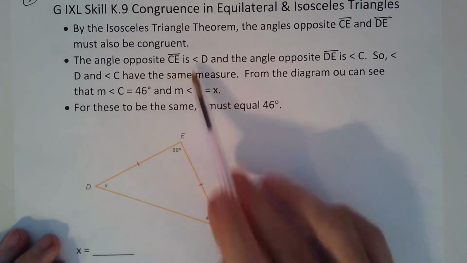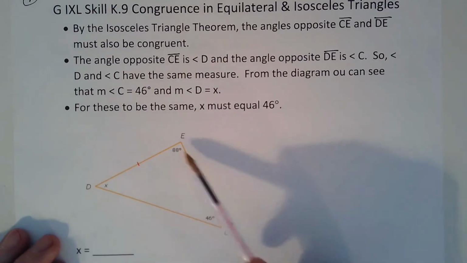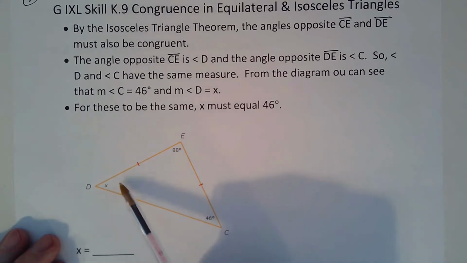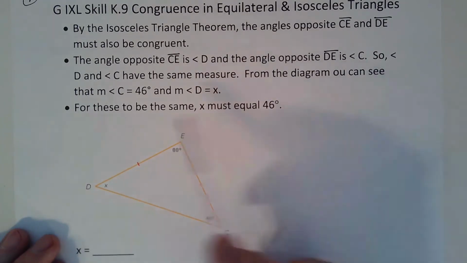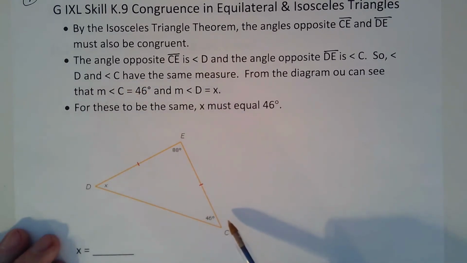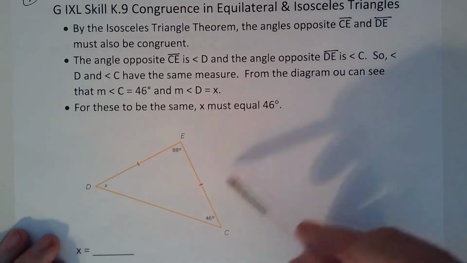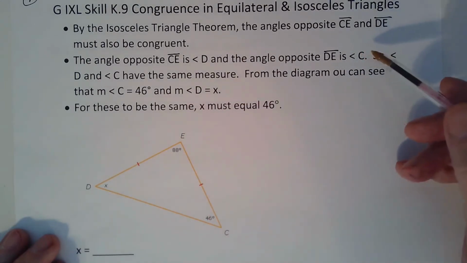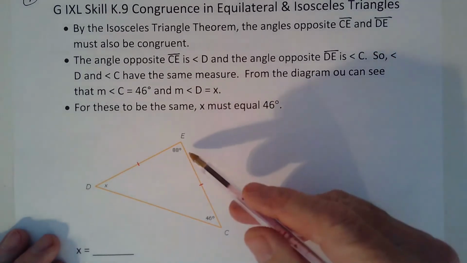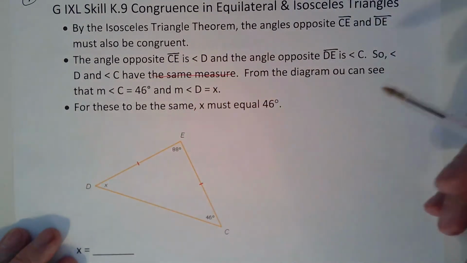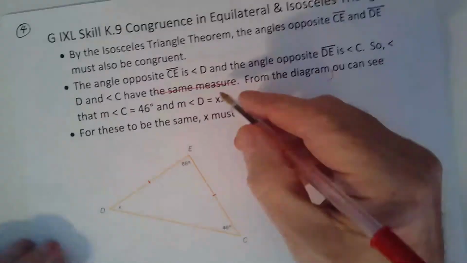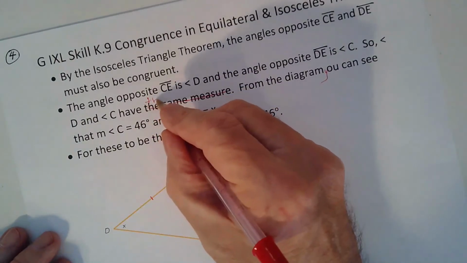The angle opposite CE is angle D. So here's CE, and the angle opposite is angle D. And the angle opposite DE is angle C. So angle D and angle C have the same measure. Well, that's not quite correct. Angle D and angle C have the measures shown here, not the same measure. So forgive me for that.